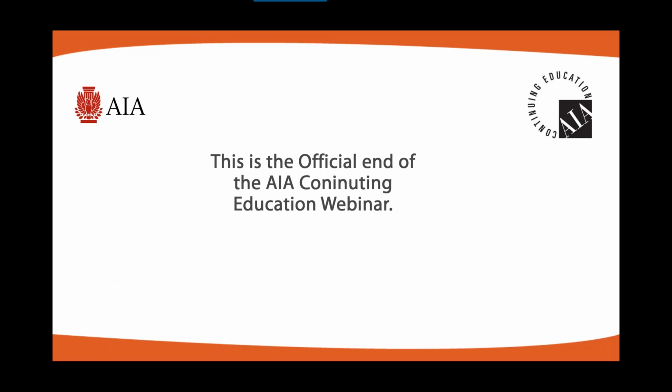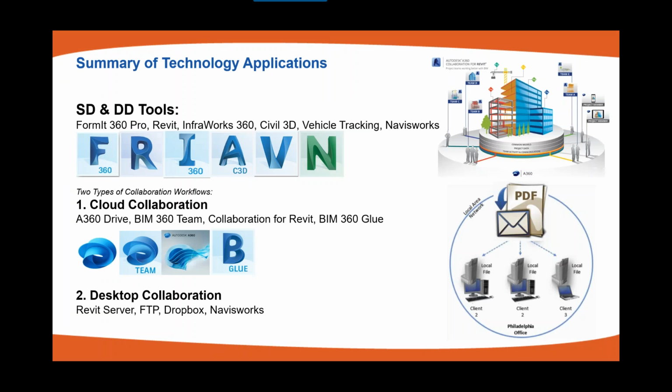But wait, there's a little bit more. Now, since we've finished the AIA portion, I'm free to talk about what those applications were that we were talking about. For those of you who probably guessed it already, Revit, of course, is one of those. The other ones you were looking at are Formit 360, Revit, InfraWorks 360, Civil 3D, Vehicle Tracking, and Navisworks. Those are called the authoring tools that are at your fingertips to work locally on your own machines.